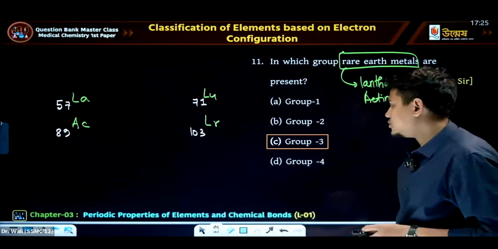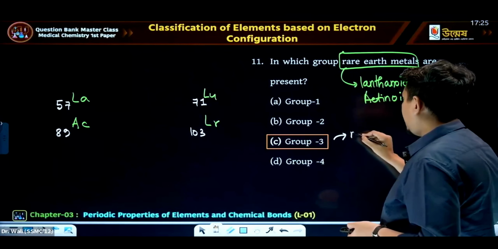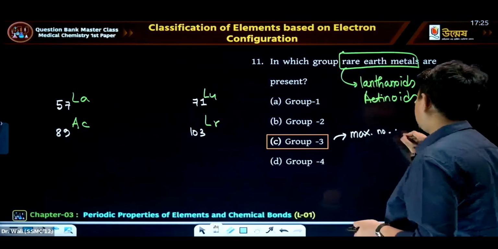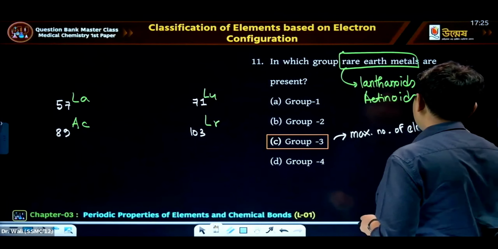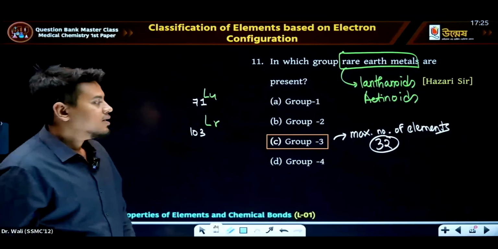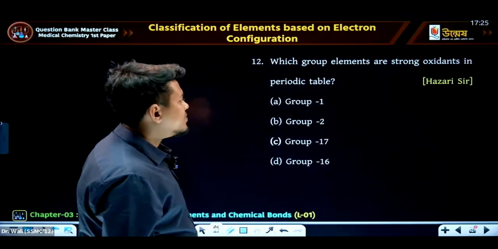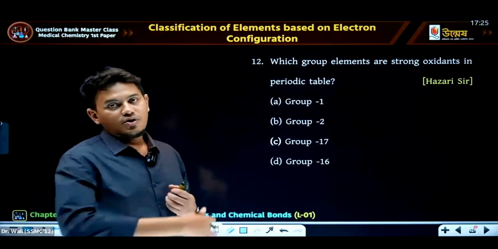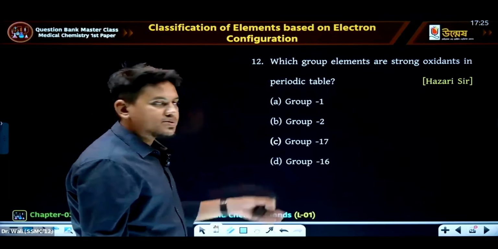Okay, you should also know that group 3 is the group which possesses the maximum number of elements. How many elements are there in group 3? 32. 32 elements are there within group 3. Okay, which group elements are strong oxidants in the periodic table? Strong oxidants will be at the right side of the periodic table. So group 17 will be the answer.